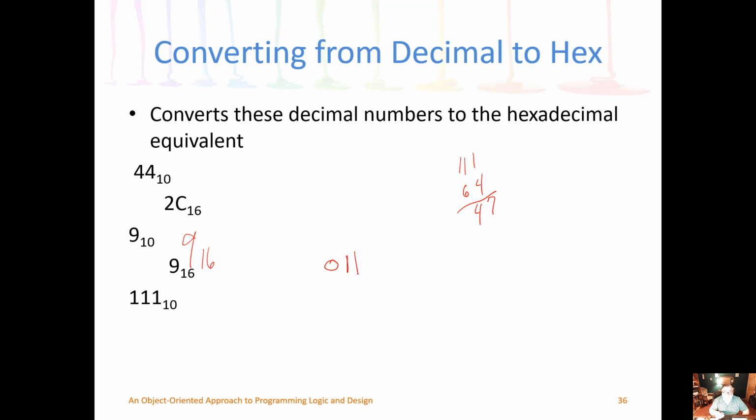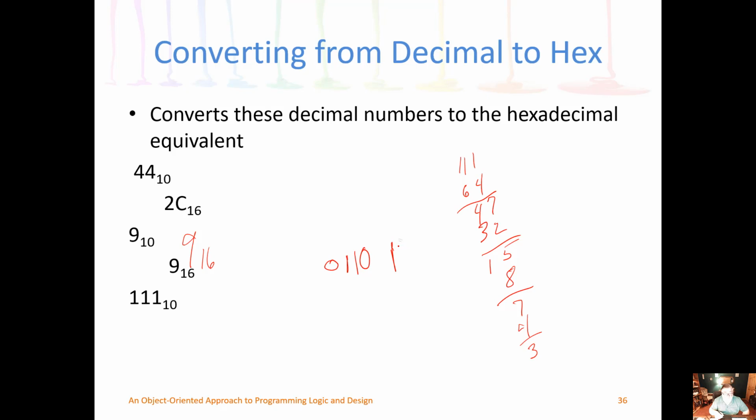32 is the next number. That's good. 15 left. 16 is no good. And the next one after that is 8. So 8 is good. And we have 7. And the next one after that is 4, which is good. There we go. 4. We use here 3.